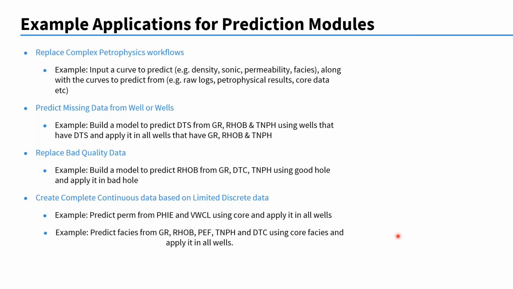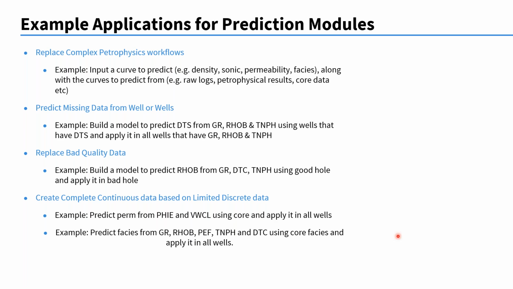So there are different scenarios of why you want to use curve prediction modules. Say, for example, what if you want to replace a complex petrophysics workflow? An example could be if you want to predict a density log or a sonic log or a phase shift log, along with the curves to predict from. For example, petrophysical results or core data or raw logs.